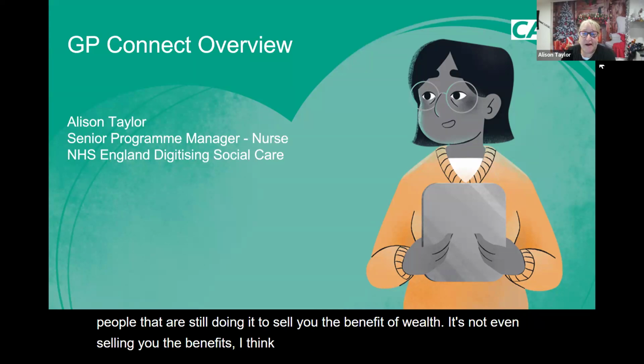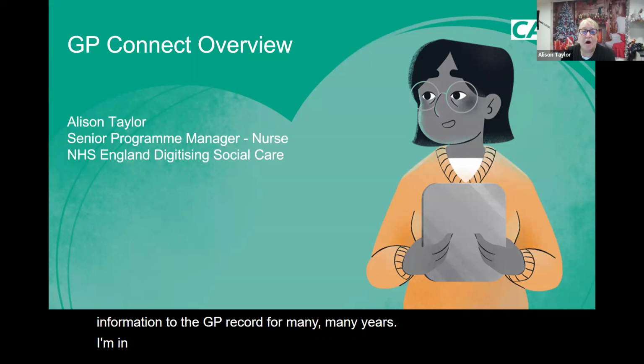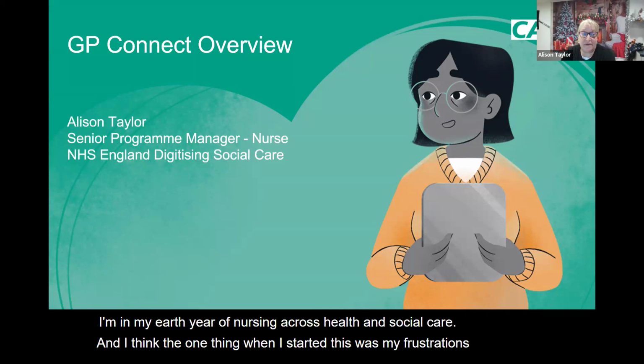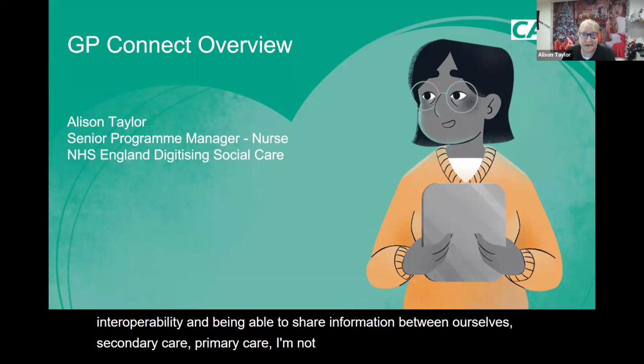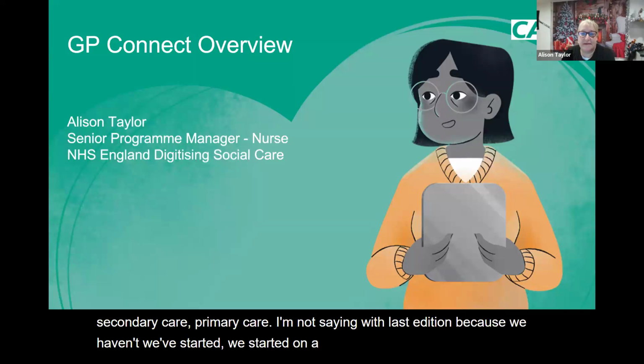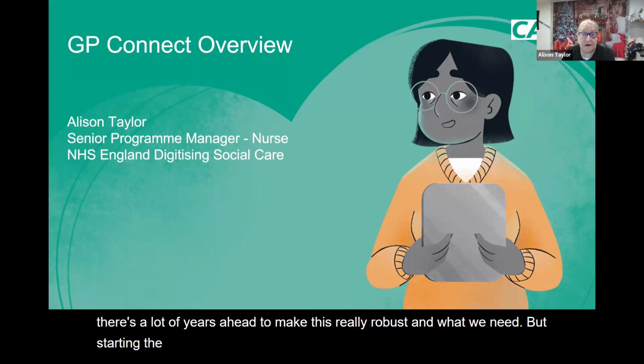I think you guys know, we've wanted access to information in the GP record for many, many years. I'm in my year of nursing across health and social care. And I think the one thing when I started this was my frustration over lack of interoperability and being able to share information between ourselves, secondary care, primary care. I'm not saying we've busted the issue, because we haven't. We've started on a journey to give you information, and there's a lot of years ahead to make this really robust and what we need. But starting the journey has been powerful, and that started for me during COVID.